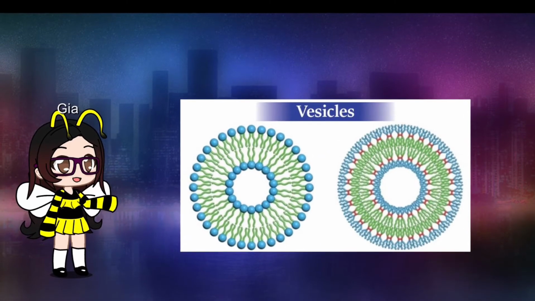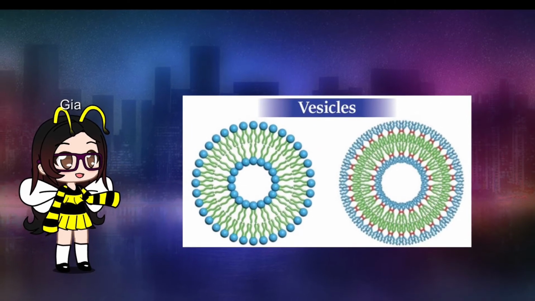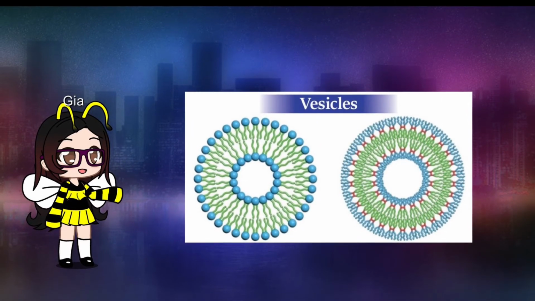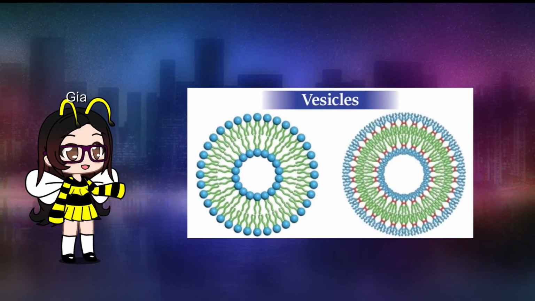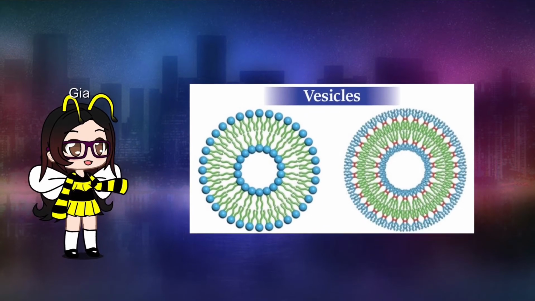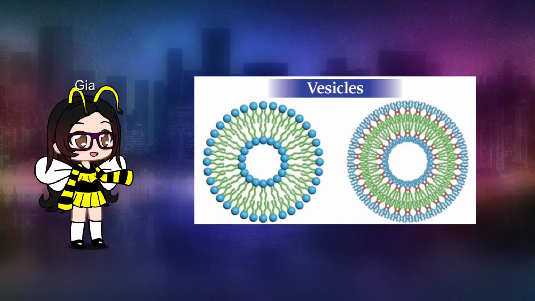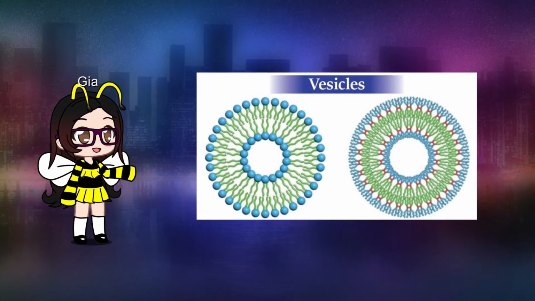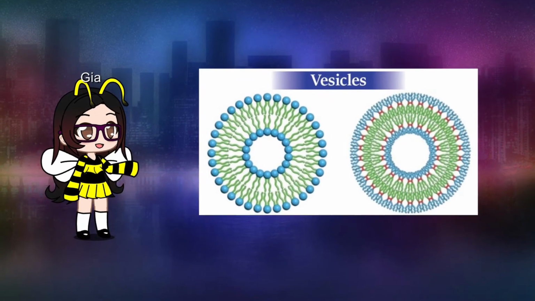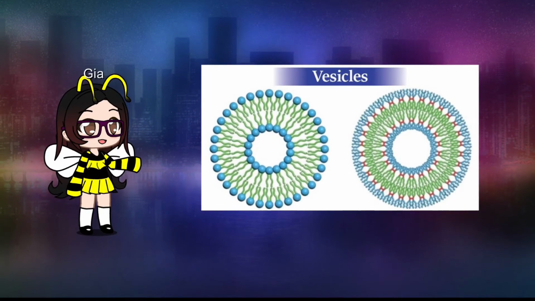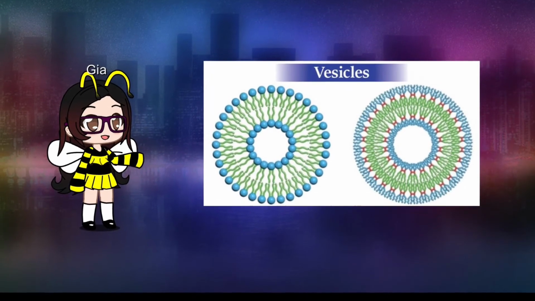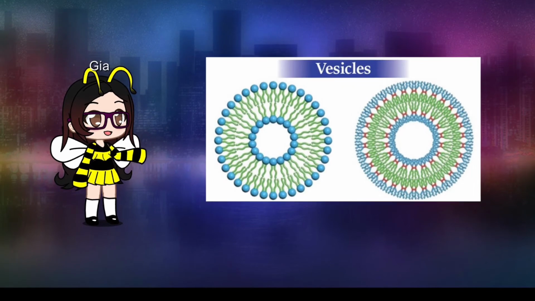A vesicle is a structure within or outside of a cell, consisting of liquid or cytoplasm enclosed by a lipid bilayer. This transports proteins and other substances into the cell. Think of this as a school bus. A school bus transports students to school. Like a school bus, the vesicle transports proteins to the cell.